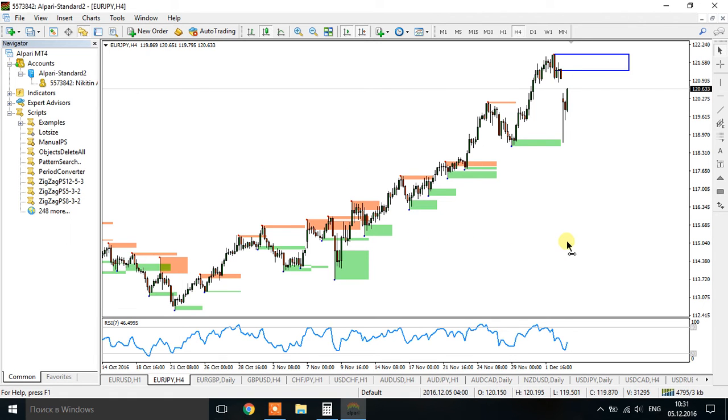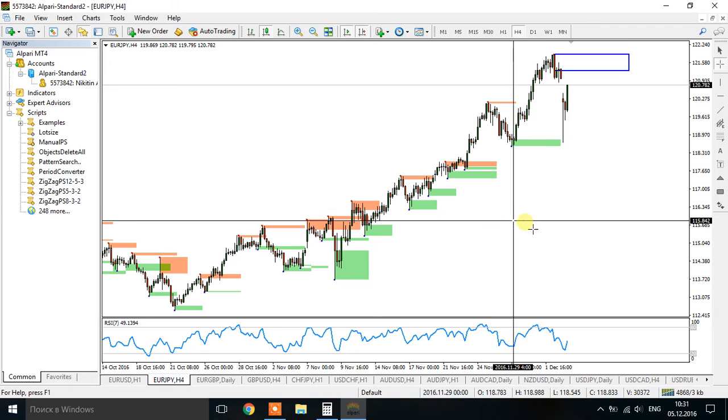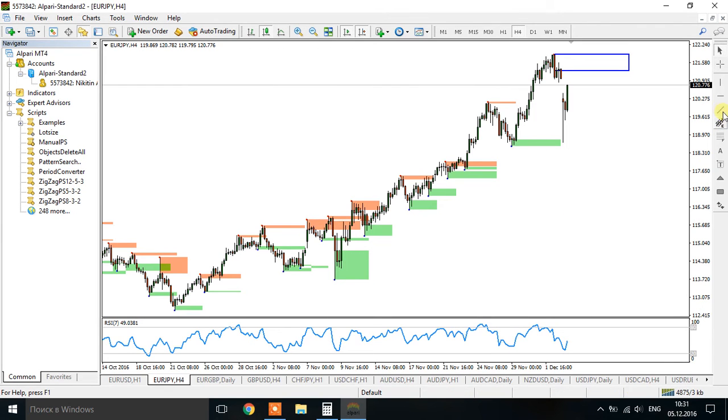Okay, what else? I need to check if I have RSI overbought, oversold. We don't have any oversold, overbought, but if it continues moving to the upside, we will probably have that overbought condition. What else do I need to check? I need to check if I have RSI divergence. We have it here, and we have it here. Okay, let us see.